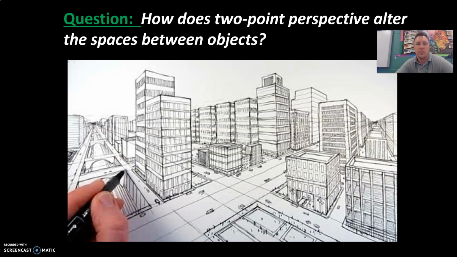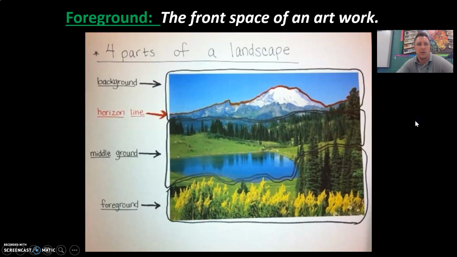And how does two-point perspective alter the spaces between objects? Essentially what I'm asking is, as objects go side to side, how does things getting smaller into space affect the spacing? Basically, things get closer together as they go further back into space. So the gaps that you might see between these two buildings, as you follow back, the spaces get tighter and tighter. They get shorter and shorter, just like things get smaller and smaller.